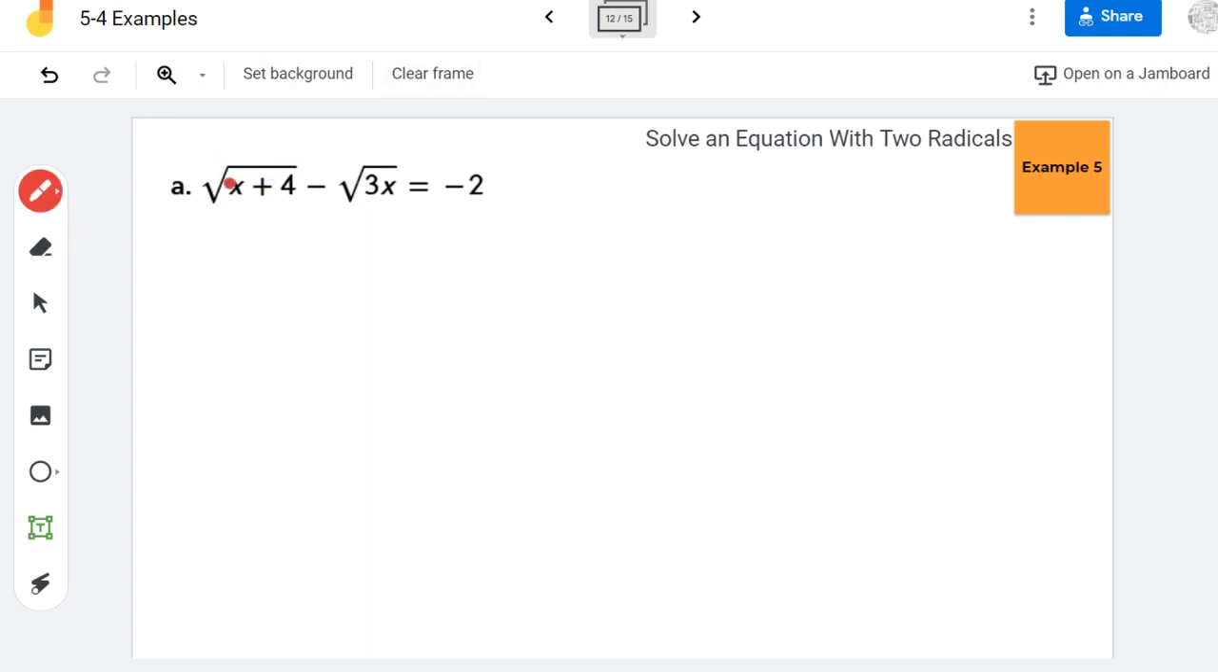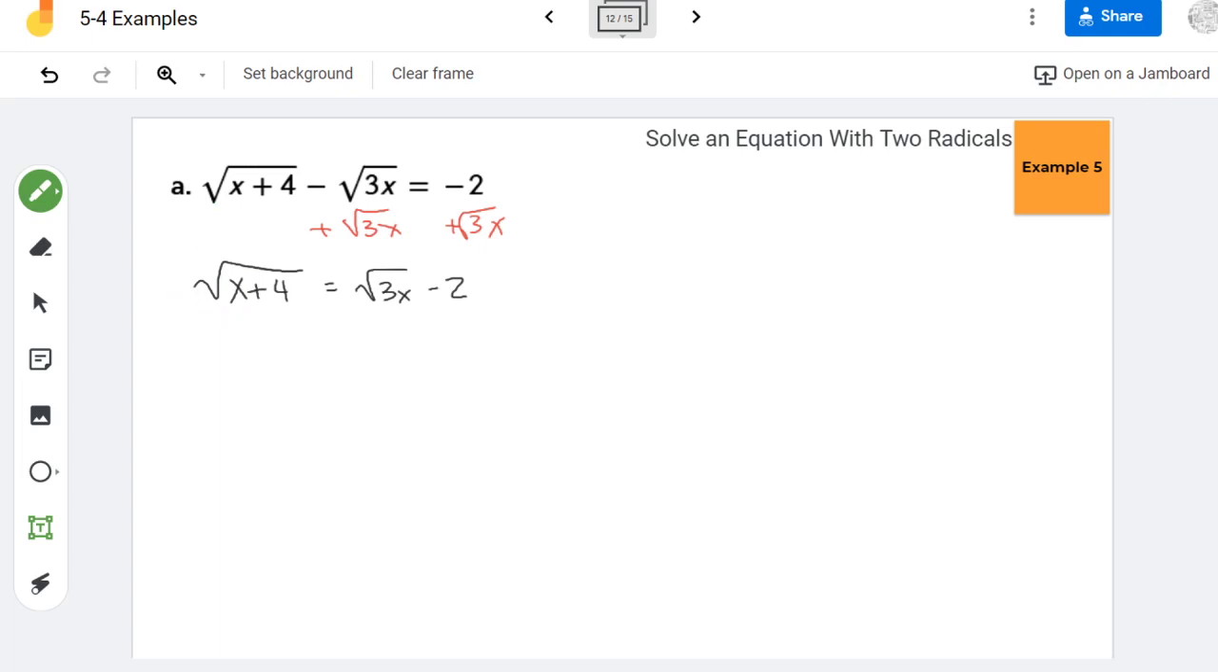So step 1, isolate one of the radicals. So this one, we're just going to add root 3x over. Oops. Put your root in the right spot so that it's gone. Okay, so on the left-hand side, I have the square root of x plus 4. And on the right-hand side, I have root 3x minus 2. I just put it in front. It doesn't matter if you put it in the front or the back, and you keep that negative. I just think this looks cleaner, so that's what I did.